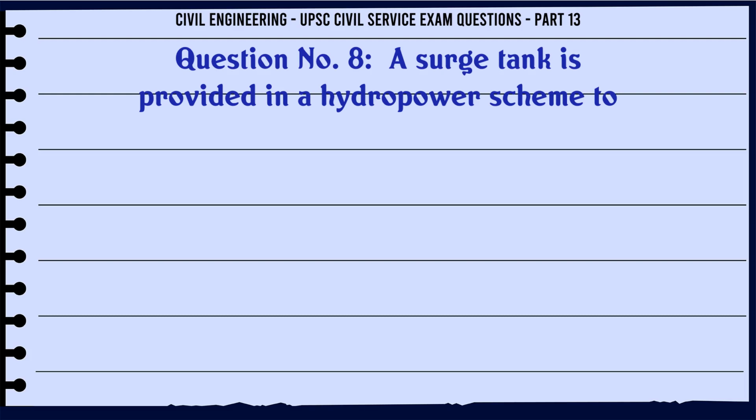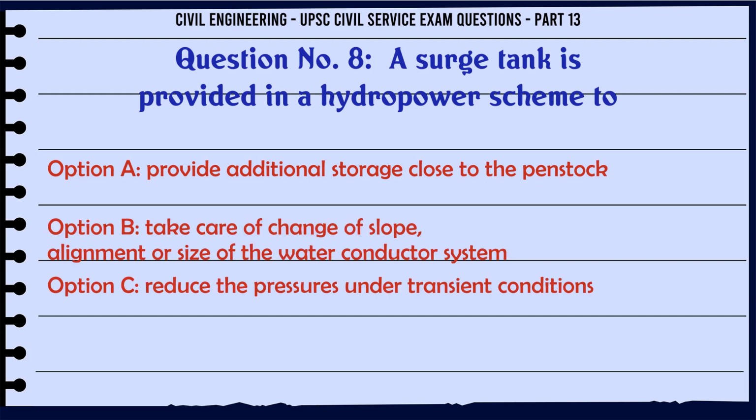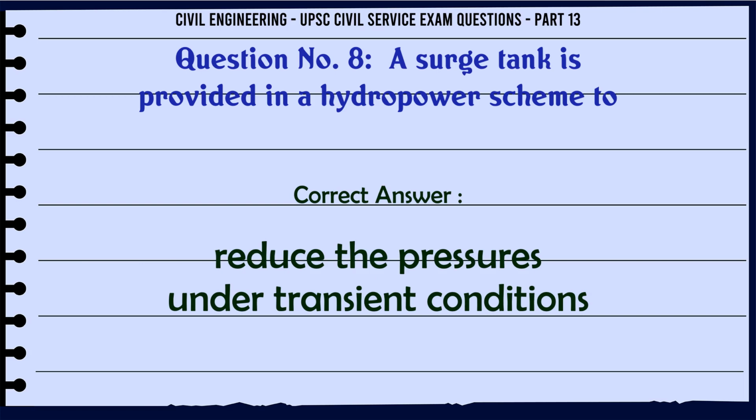A surge tank is provided in a hydropower scheme to A. Provide additional storage close to the penstock. B. Take care of change of slope, alignment or size of the water conductor system. C. Reduce the pressures under transient conditions. D. Provide convenient overspills. The correct answer is reduce the pressures under transient conditions.